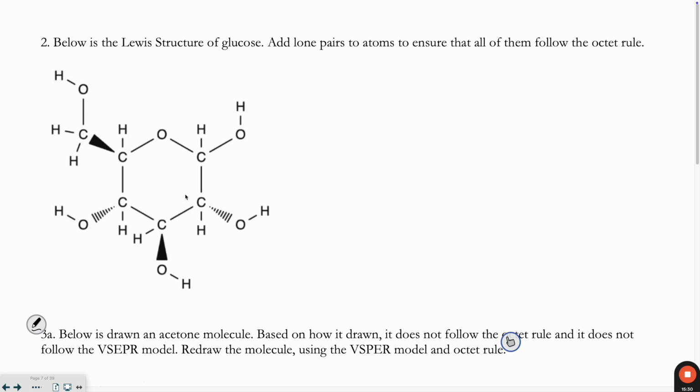Really quickly though, for number 2, notice these dotted lines and these solid lines. These are just single covalent bonds. It's just showing it coming out of the page or going into the page. And so what this question is asking you to do is make sure everyone has 8 valence electrons around them. So for example, here I notice oxygen has 2, 4, so it's missing 4 electrons. So I'm going to add 2 pairs like that. So that's all you need to do for this one.